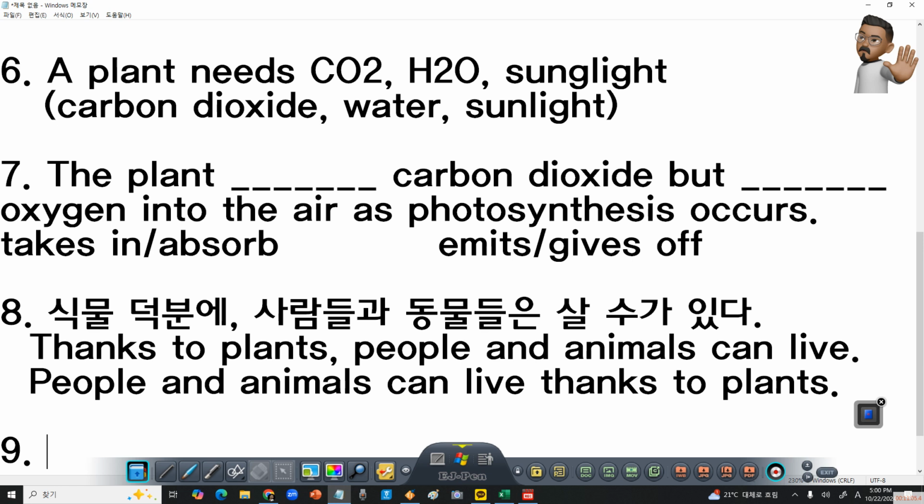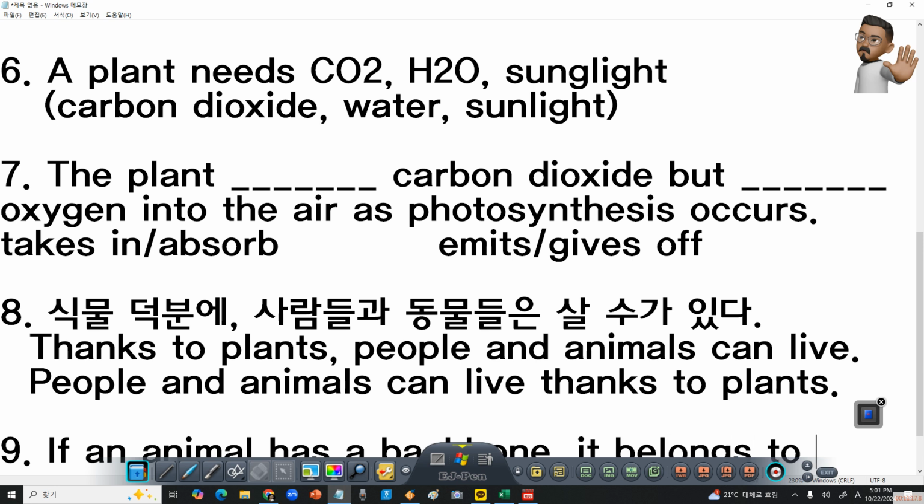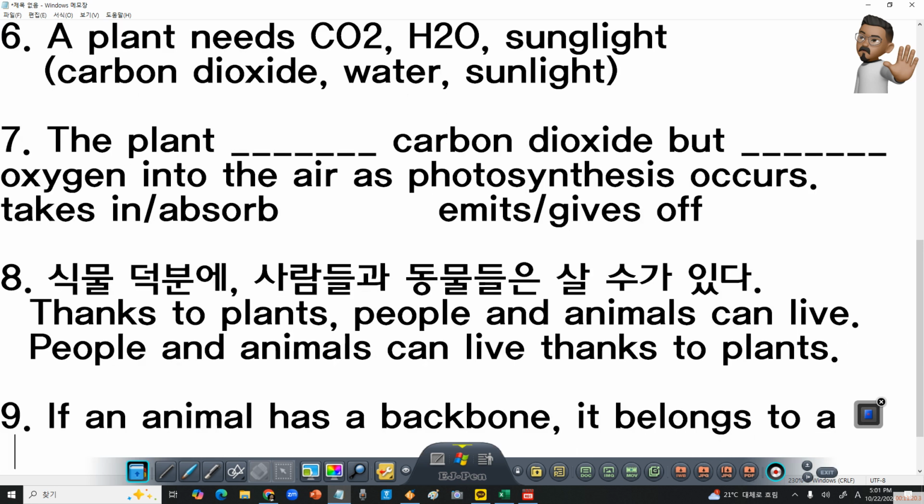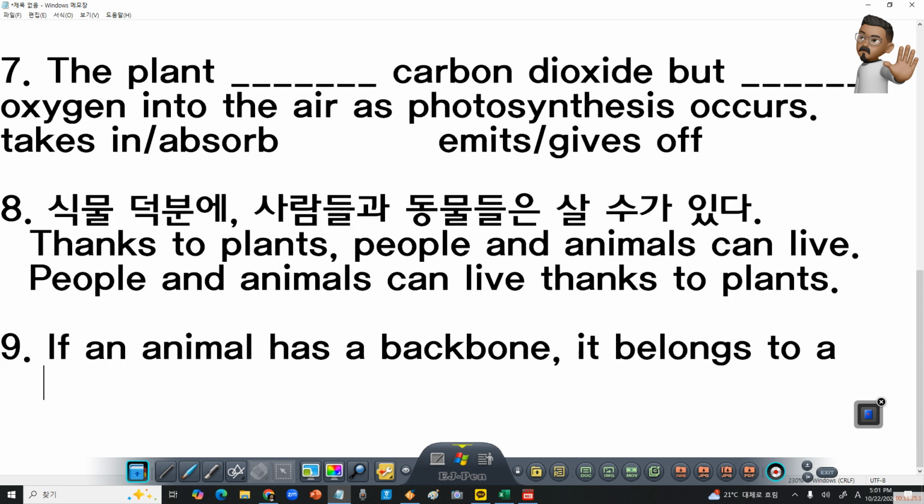All right. If an animal has a backbone or a spine, the animal belongs to a blank. What kind of animal group am I talking about? You know what it means, right? Belong to means 속하다. I just want you guys to write one word.